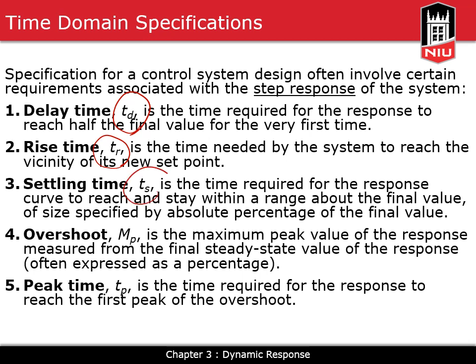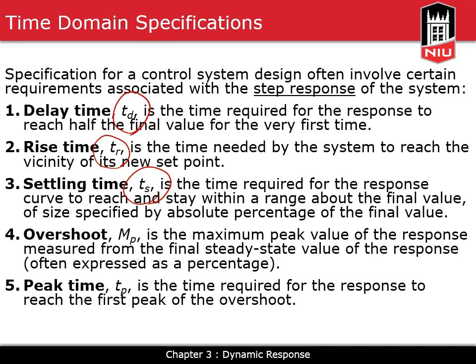Third one is settling time, TS. This is the time that the response needs to reach and stay within a range about the final value. That range could be different in different definitions. It could be 2%, it could be 5%, it could be 1%. We will talk about that with more details in a few minutes.